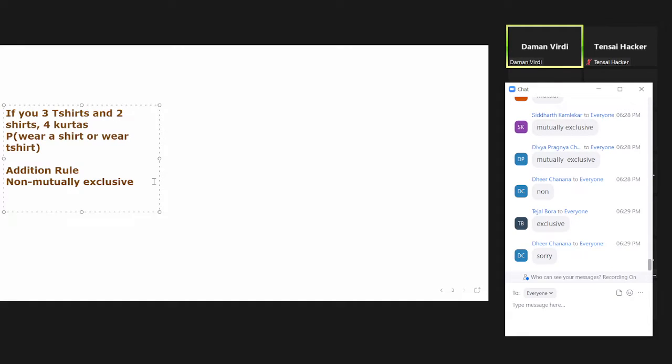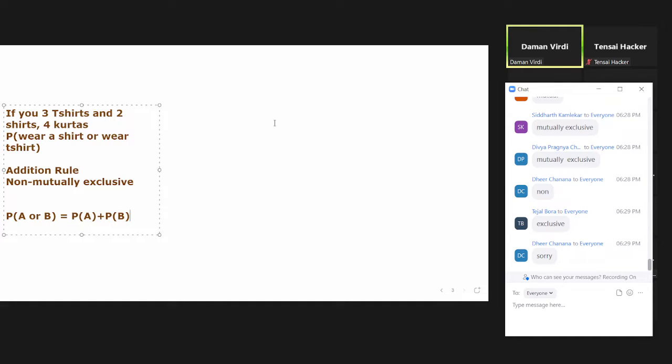So the probability of A is wearing a shirt, the probability of B is wearing a t-shirt. So it is 3 by 9 plus 2 by 9. What we simply do is P of A or B is P of A plus P of B. What is P of A? That is 3 by 9. And what is P of B? 2 by 9. So, total 5 by 9.